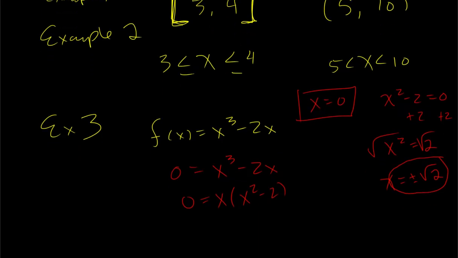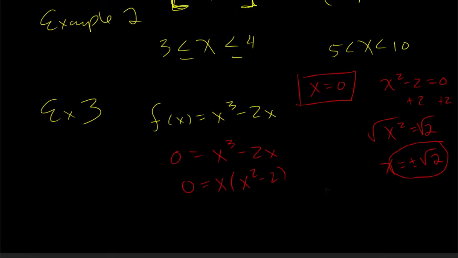And so if we're going to graph this, we're just going to look at those. So we're going to say there's a 0 here. We know there's negative square root of 2 over here. We know there's positive square root of 2 right here. And so these are the 3 places it's going to cross the x-axis.